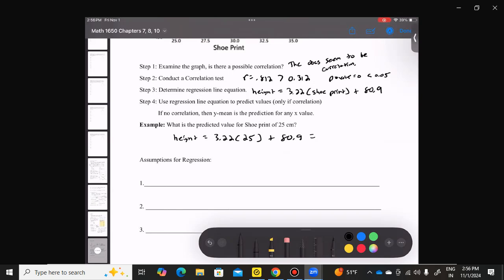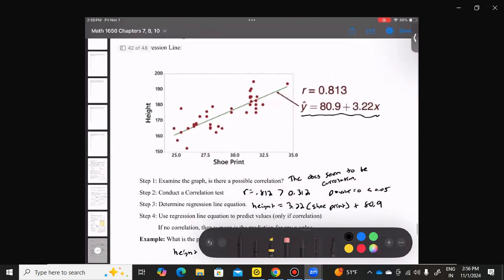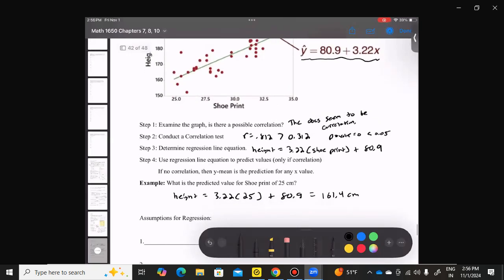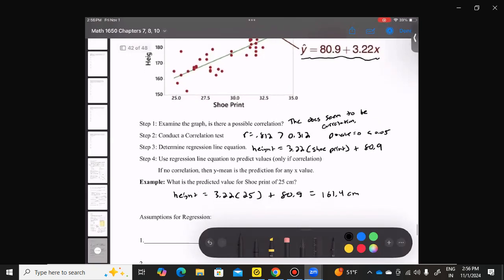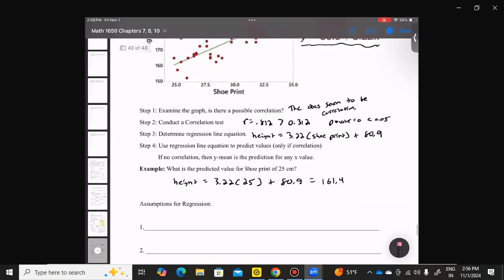I get 161.4 centimeters. Or, let me check what the height is in. It doesn't say. I don't think that's centimeters. It could. No, it's not. Maybe it is. We'll just not worry about units right now. I have to look and see what the units for height is. Okay.